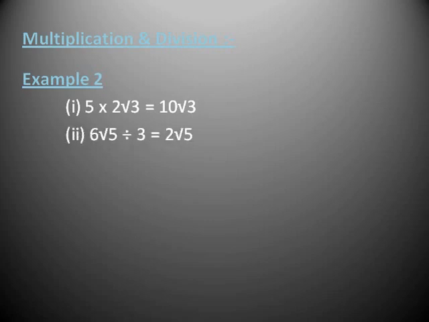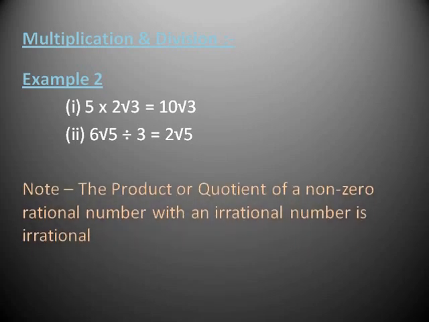Next example, 6 root 5 divided by 3. 6 root 5 is an irrational and 3 is a rational number. Here we can divide 6 by 3 to get 2 and root 5 will be as it is, so the answer we get is 2 root 5, and this is also an irrational number. So dear students, once again make a note here that the product or quotient of a non-zero rational number with an irrational number is irrational.